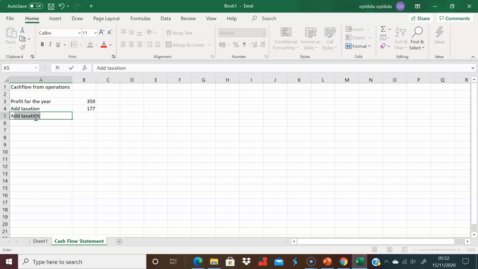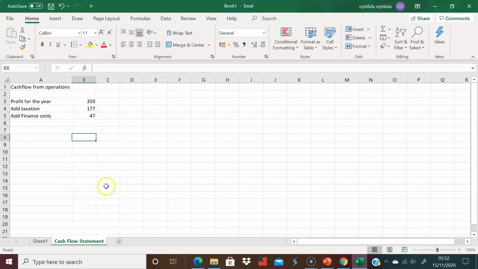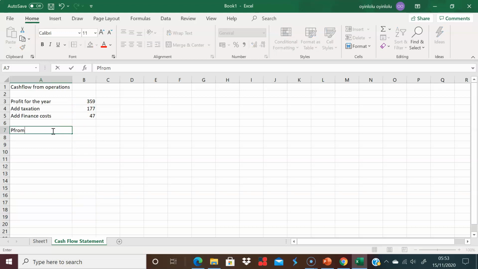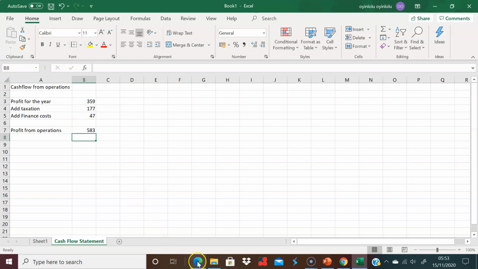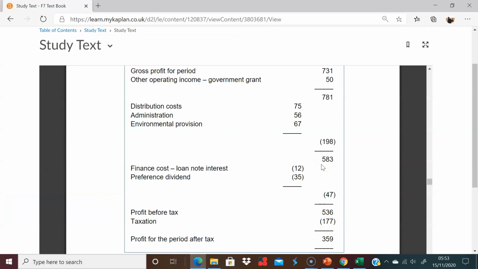The reason I'm doing this is because it's just the layout, really. I'm not ignoring these two, but what we do with these two is, after we've found cash flow from operations, we then deduct tax paid and finance costs paid. Then we have net cash flow from operations. So it's important to arrive first of all at profit from operations. I'm just laying mine out like this. As long as you know what you're doing in your appendix, it's fine. So really it's this thing here plus this plus this, and you should have your cash flow from operations at 583, which is that.